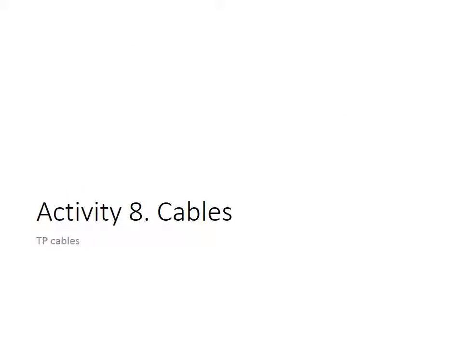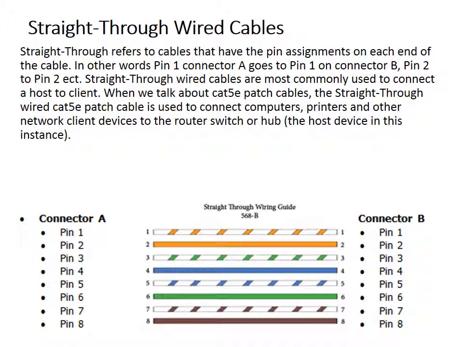In activity 8, I listed 3 types of TP, twisted pair, cables. UTP is the major cable for LAN. However, by arranging each line in different order, you can make straight-through cable, crossover cable, and rollover cable. Follow activity 8. Straight-through refers to cables that have the same pin assignments on each end of the cable. In other words, pin 1 on connector A goes to pin 1 on connector B, pin 2 to pin 2, etc.